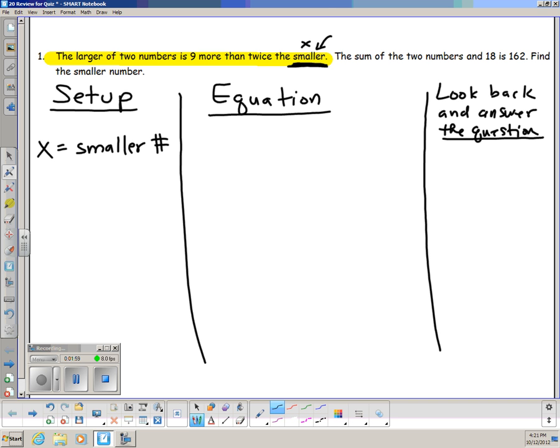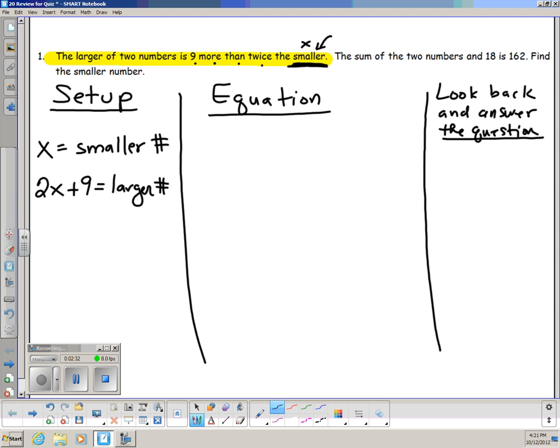The subject of the sentence is the larger number. The larger of 2 numbers is 9 more than twice the smaller number. Well, I can think of this as 9 more than twice x. 9 more than twice x would be 2x, that's twice x, plus 9. That's the 9 more than part. And that's the larger number. Now we've translated that sentence. And we keep reading. The sum of the 2 numbers and 18 is 162.